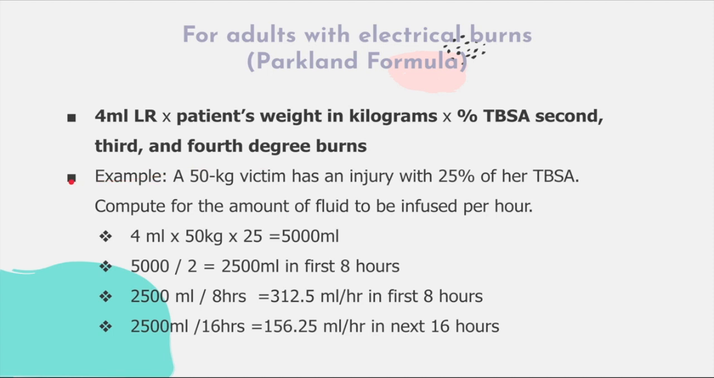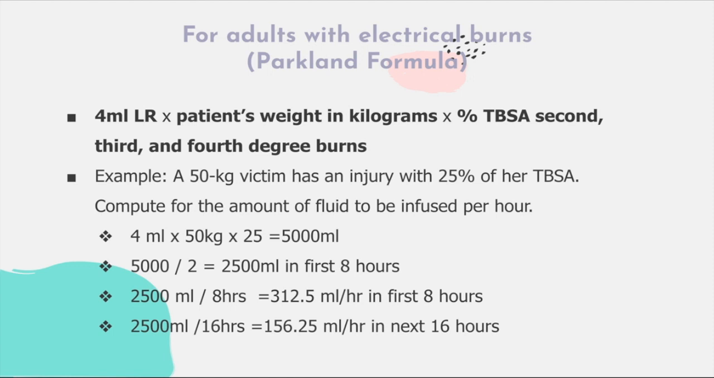With your materials, go along with me as we do the example. The example is a 50 kilogram victim who has an injury with 25% of her TBSA. We will compute for the amount of fluid to be infused per hour. With the Parkland formula, we will have 4 ml of the solution multiplied by the patient's weight, which is 50 kilograms, which is then multiplied by the percentage of TBSA, which is 25%.